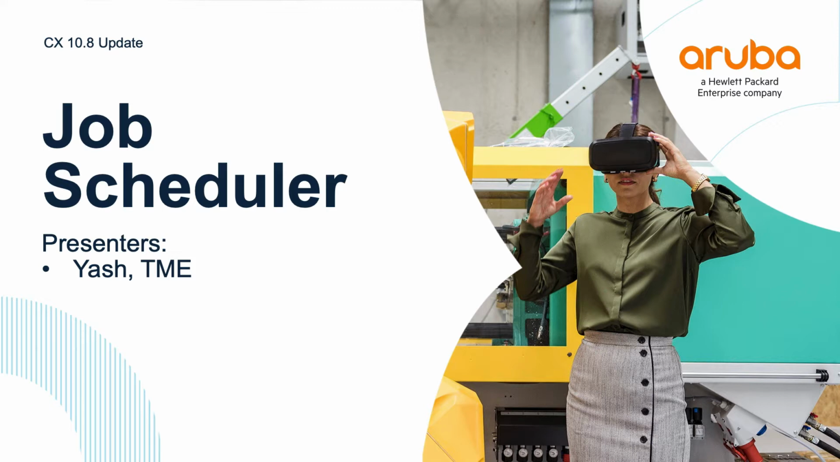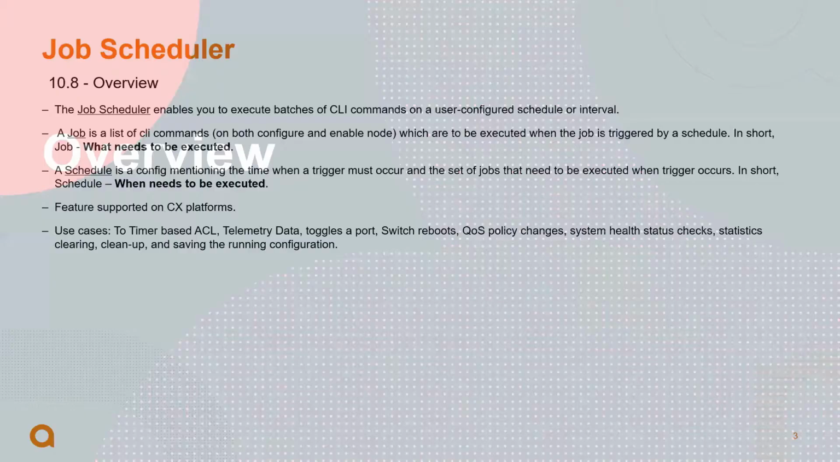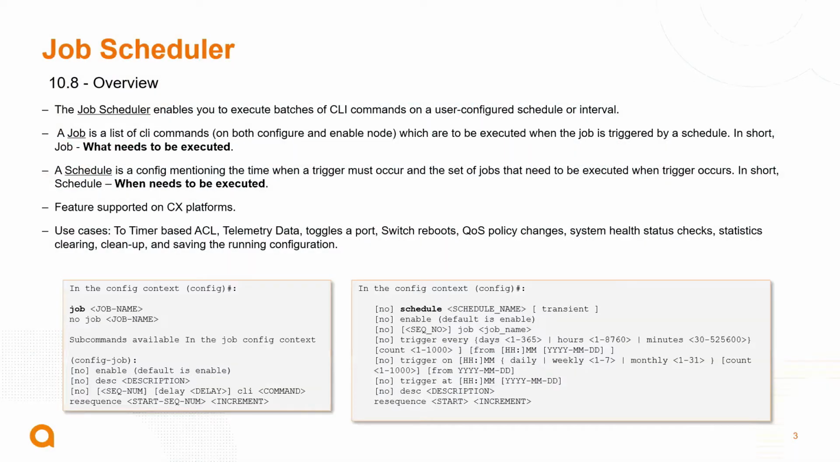Today we are going to see a new feature introduced as part of 10.8: the job scheduler. As you know, the NMS stations currently do the job of scheduling. If you have small customers where the network is very small, and they want to do any kind of scheduling, especially running jobs like a reboot of a switch or a port flap, this feature is going to help them overcome any NMS problems in case they don't have an NMS.